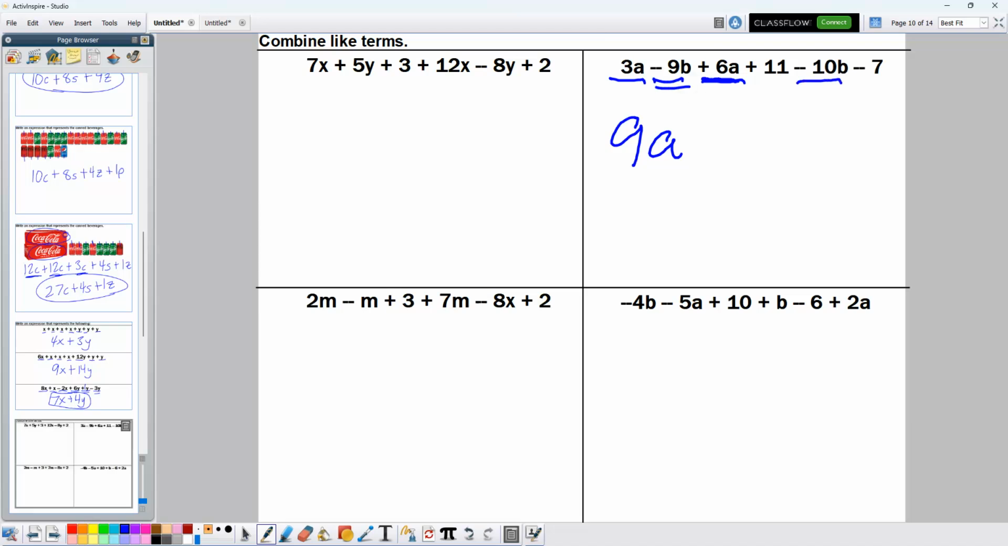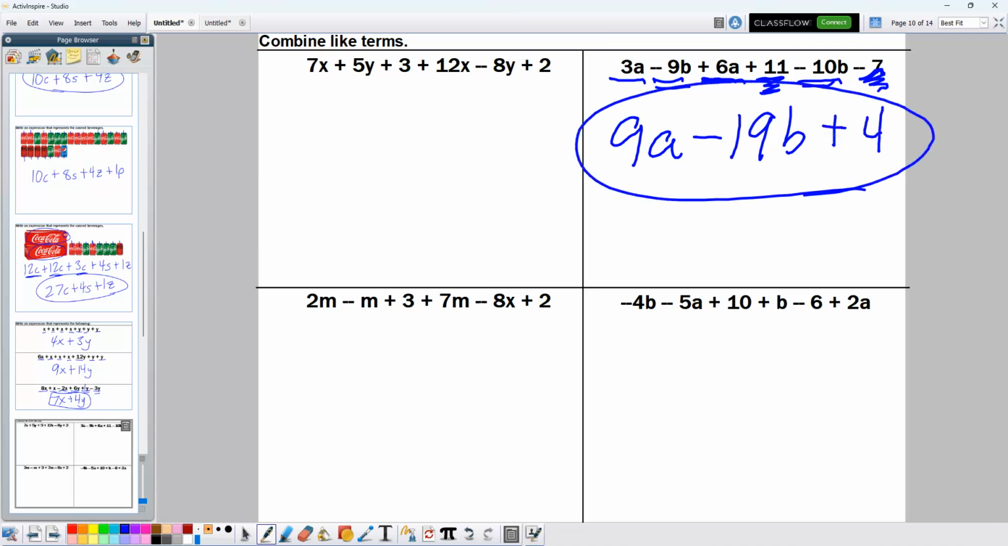negative 9B minus 10B. So if somebody drank 9 Sprites and then somebody drank 10 more Sprites, how many Sprites got drunk? Punch in a calculator if you need to. Negative 9 minus 10, that would be negative 19 Sprites. And then plus 11 minus 7, 11 minus 7 would be plus 4, just like that.